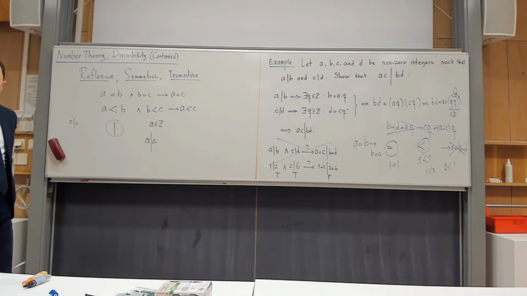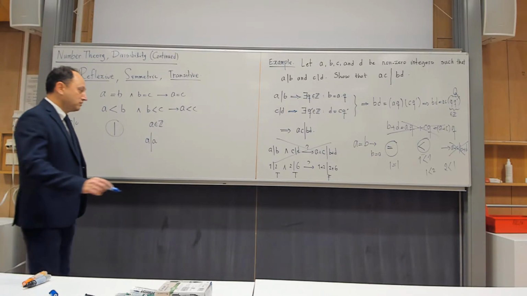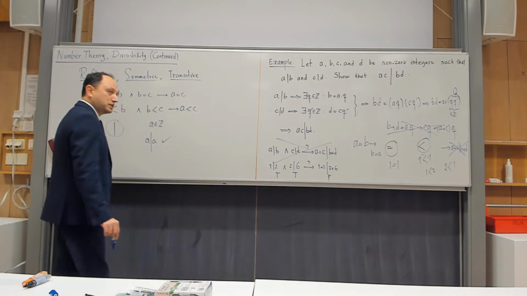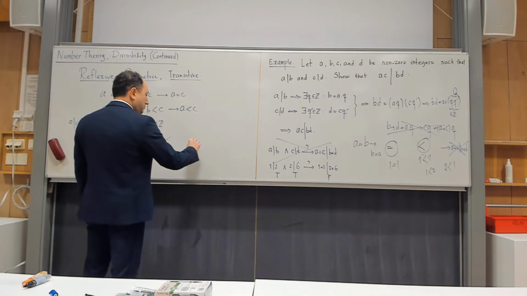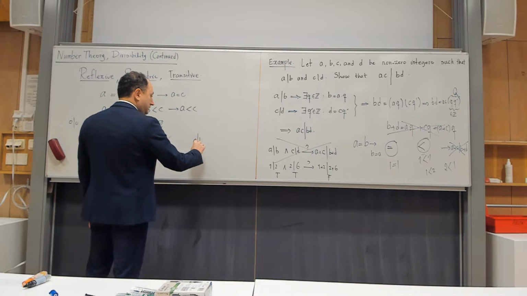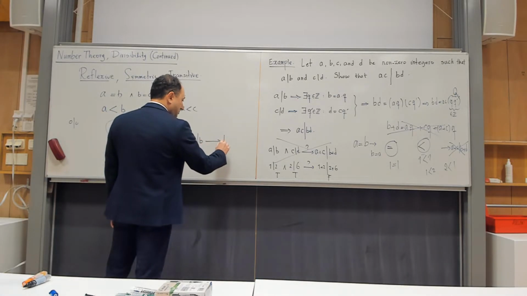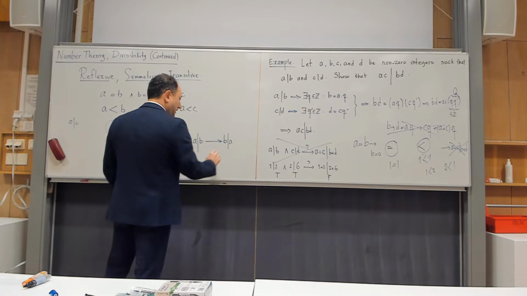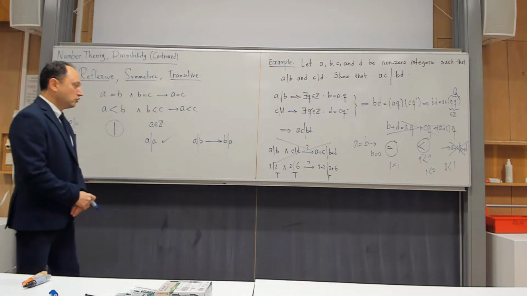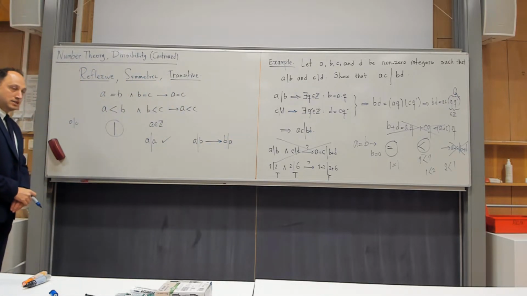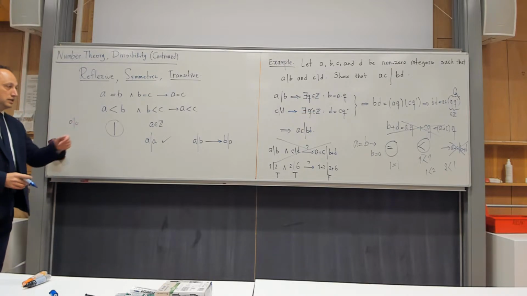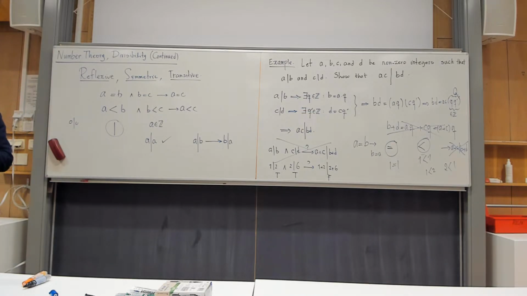But do you think it is symmetric? It was reflexive. Is it symmetric? Symmetric means that if A divides B, can I necessarily conclude that B also divides A? If the answer to this for all choices of A and B is yes, then I would say that this relation is also symmetric. But is it symmetric?